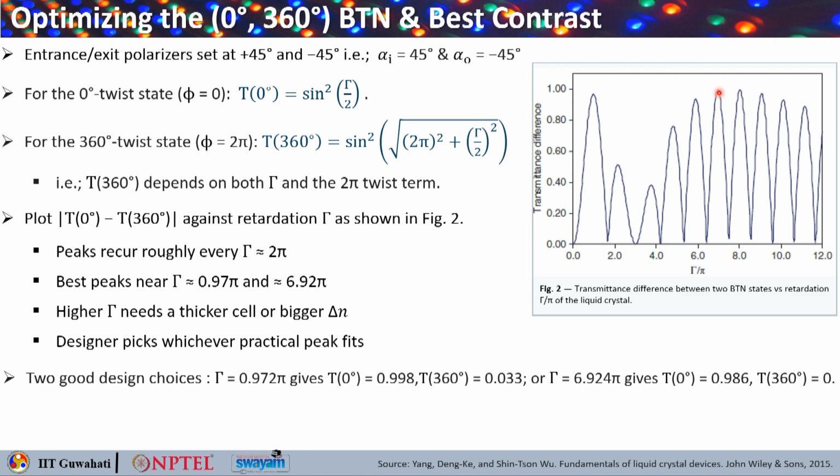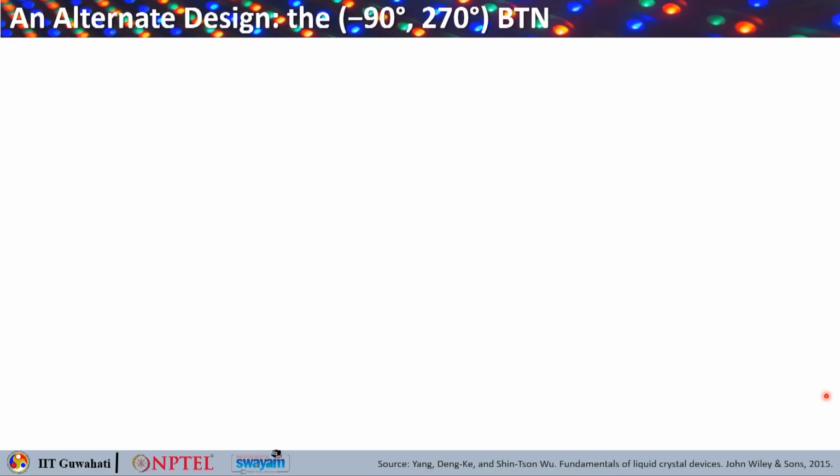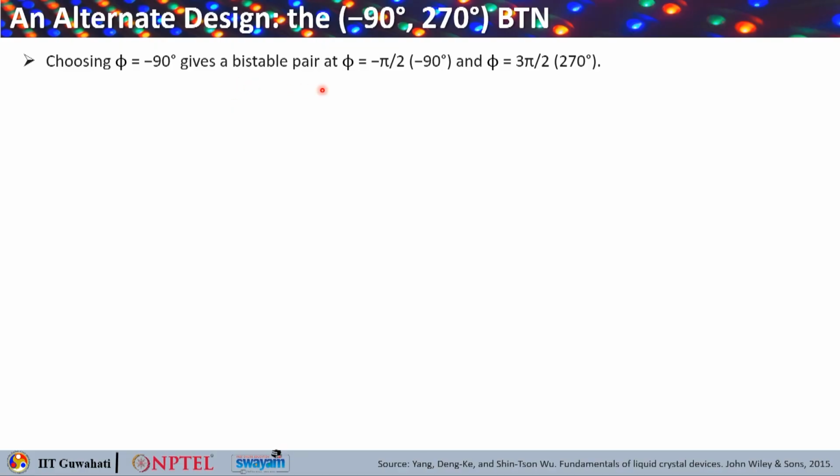And if you go for the second best peak, this one, you can actually get slightly reduced bright mode transmission. So it is 98.6% here, but your 360 degree will be almost 0. So the other alternative design for this bistable twisted nematic can be a minus 90 degree and 270 degree also. So here you are basically choosing phi to be minus 90 degree. That gives a bistable pair at phi equals minus pi by 2, that is minus 90 degree, and phi equals 3 pi by 2, that is 270 degree.